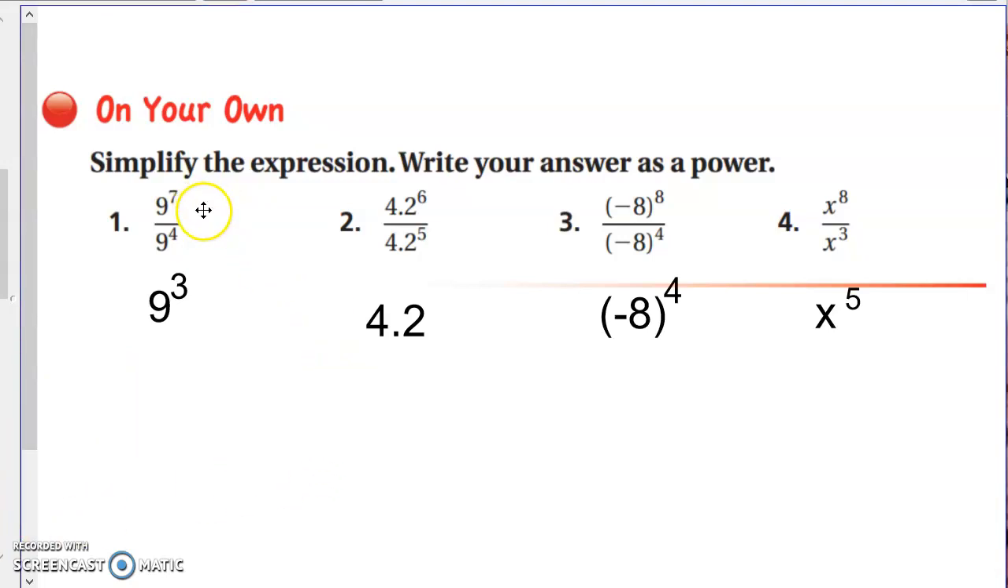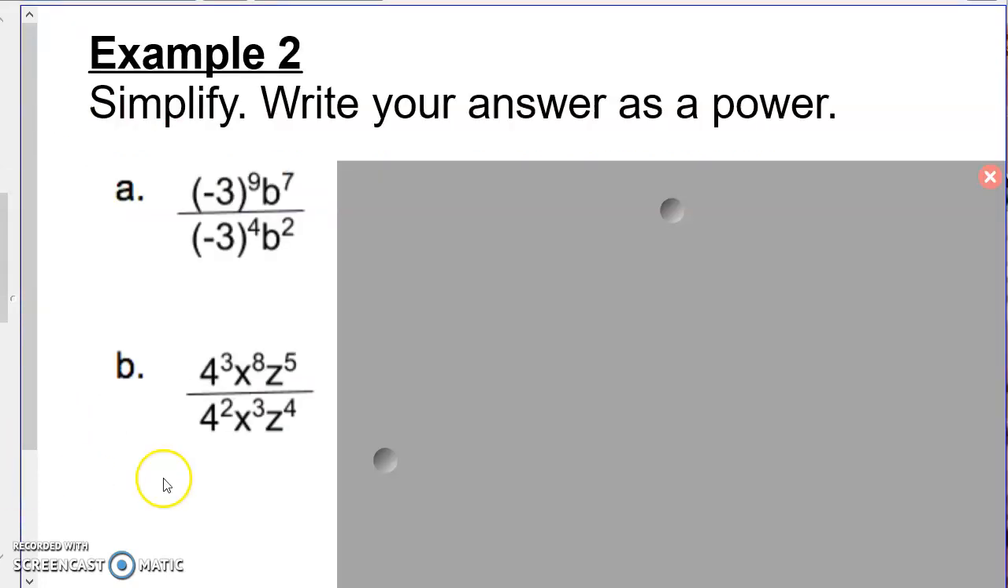All right, to check these 4, 7 minus 4 would give you 9 to the 3rd power. 6 minus 5 would give you 1, so that would just be 4.2 to the 1st power, or we can just write it as 4.2. 8 minus 4 would give you 4, so it would be negative 8 in parentheses to the 4th power. And the last one, 8 minus 3 is 5, so the correct answer would be x to the 5th power.